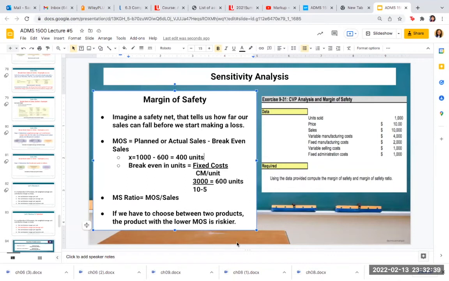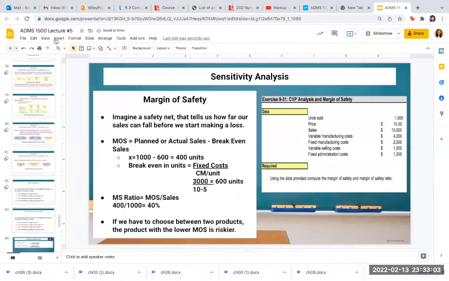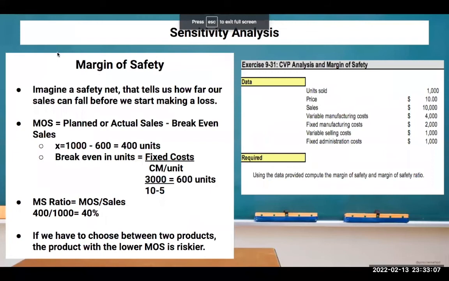Now, what is our margin of safety ratio? We literally just take the 400 units and we divide it by our sales of 1,000. And this is 40%. That is our margin of safety ratio. Okay, remember, the higher the margin of safety ratio, the less risky the company.